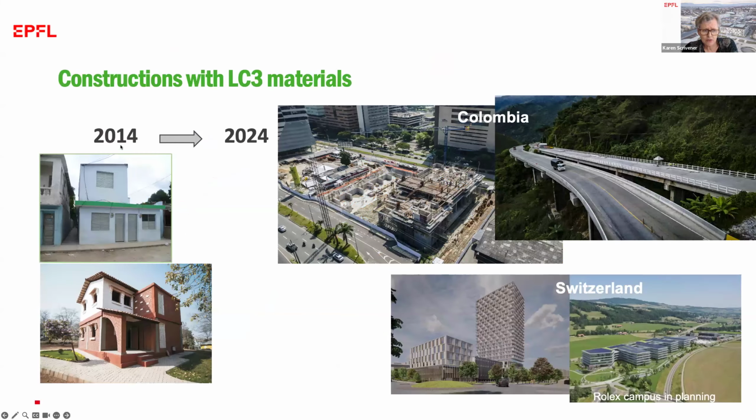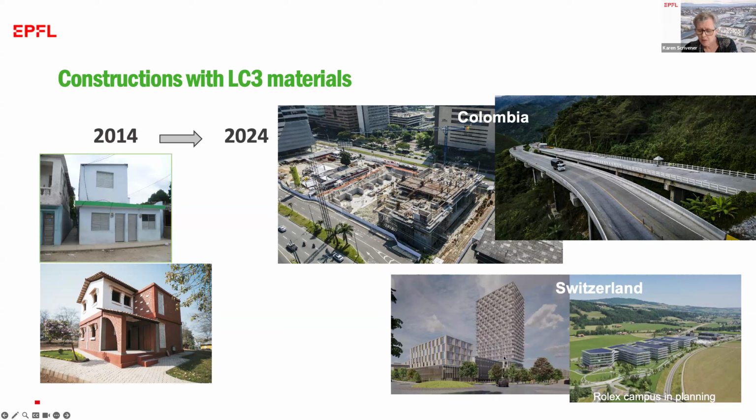And in 10 years, we've seen this LC3 product go from a few demonstration houses to these full-scale applications here in Colombia. All the cement produced from the Rio Claro plant of Argos for the last 7 years has been containing calcined clay. It's been used in all these applications, flyovers, shopping centers, everything. Also in Europe, we see examples, notably in Switzerland.